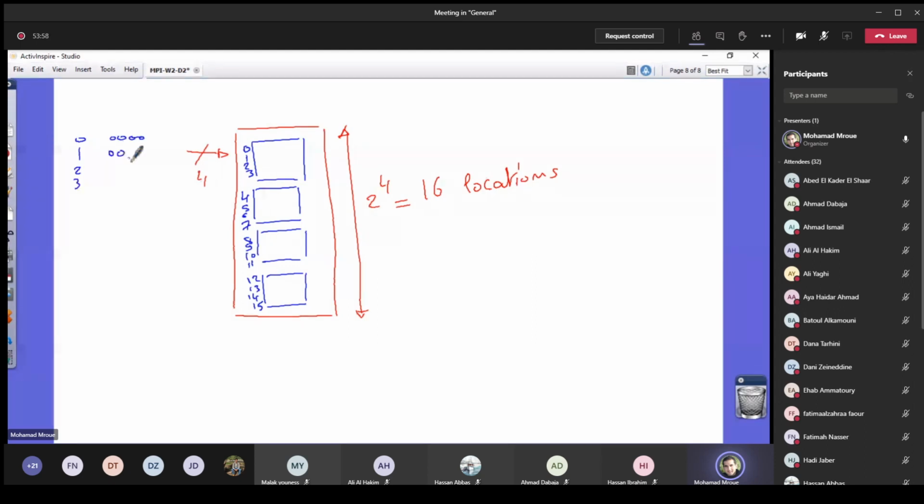0 0 0 0 1 0 0 1 0 and 0 0 1 1, then it continues from 4 5 6 7, where we have the values 0 1 0 0, 0 1 0 1, 0 1 1 0 and 0 1 1 1. Then 8 9 10 11 become 1 0 0 0, 1 0 0 1.